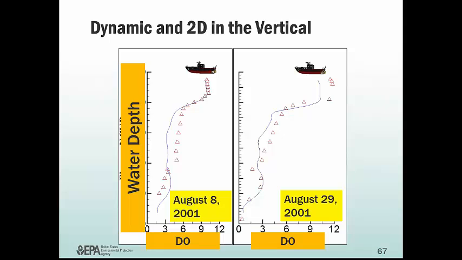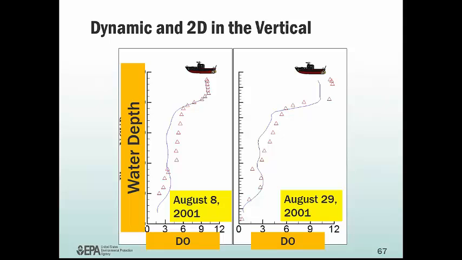Okay, so this is another CE-QUAL-W2 simulation of a stratified reservoir, and we're looking at depth on the y-axis and dissolved oxygen on the x. And we have the simulated as the solid line, and the measured as the diamonds. And we want to try to match the vertical structure we see in dissolved oxygen.